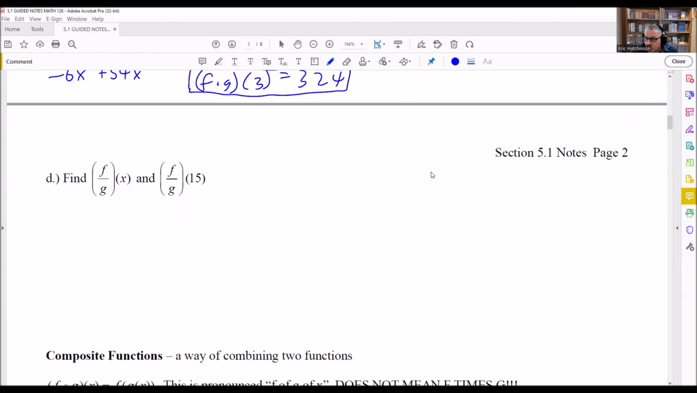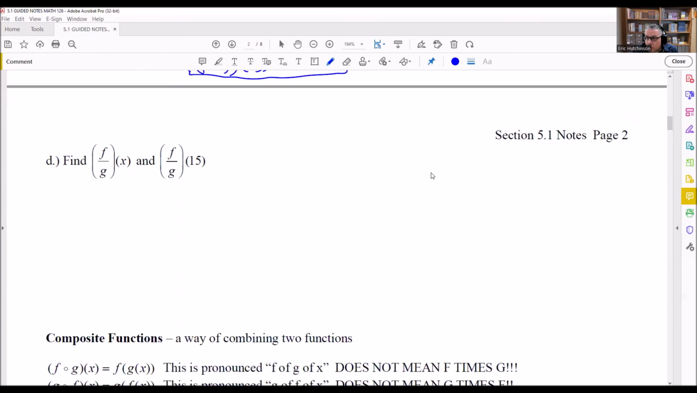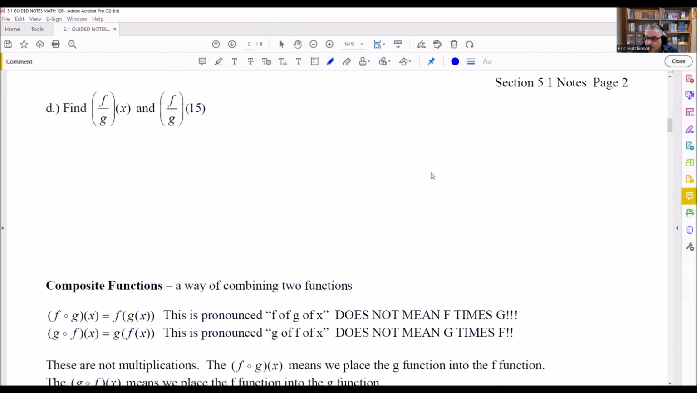Now we'll do one last part here. We're going to do this right here, f divided by g of x, and then f divided by g of 15. Remember, this is f of x divided by g of x. This is the formula for that. So we'll do this part first. We have x squared minus 9x, and we're dividing this by negative 6x. These are the two functions we're putting in here first.